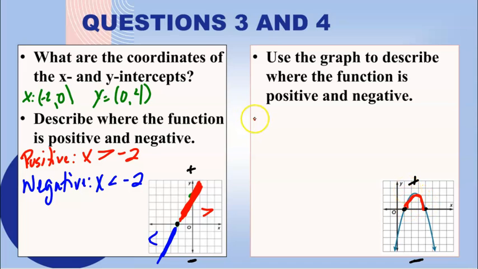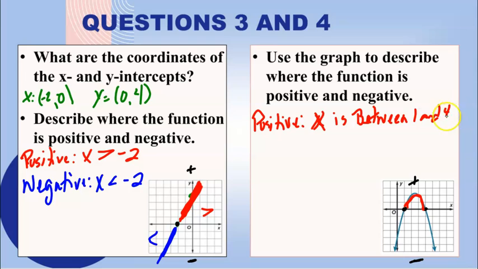So we're going to say positive when x is between 1 and 4. You could have also written it as when x is less than 4 but greater than 1. Either way works. Next part is the negative part.